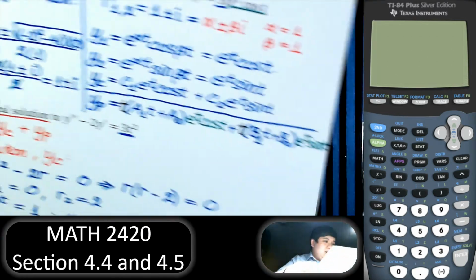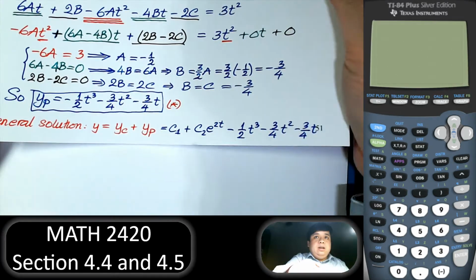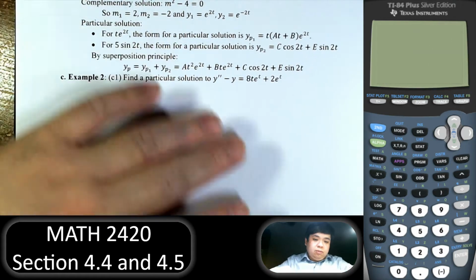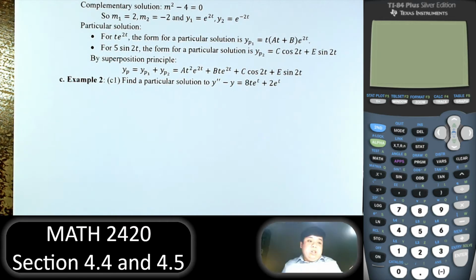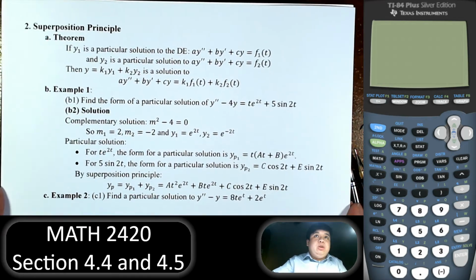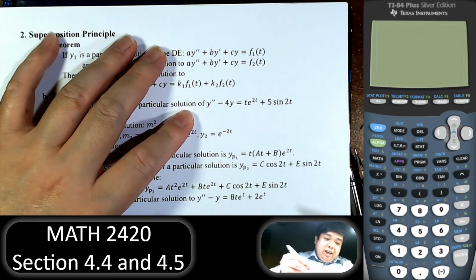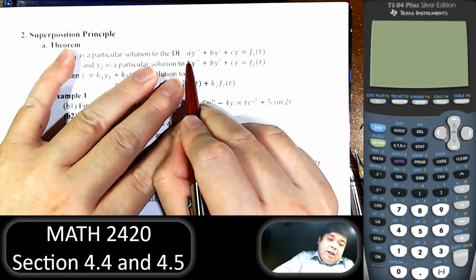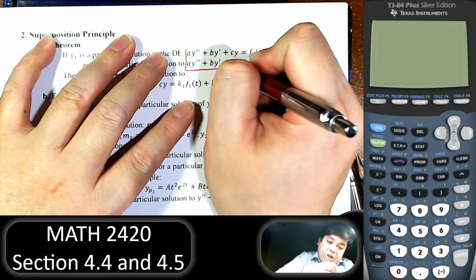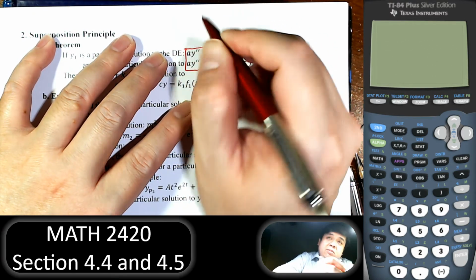Right, next we have superposition principles, which is section 4.5. Also, to make the problem long, I combine the two sections together. Right, superposition principle. So the theorem says if we have the homogeneous equation, both of them are the same. Notice that this part of the equation are identical. So the left hand side are identical.